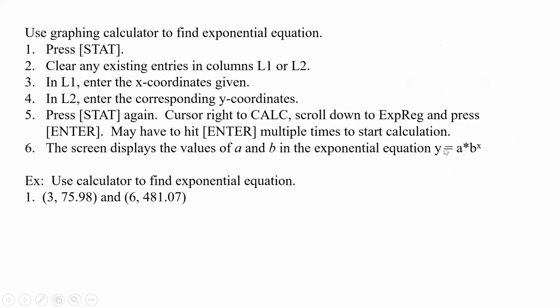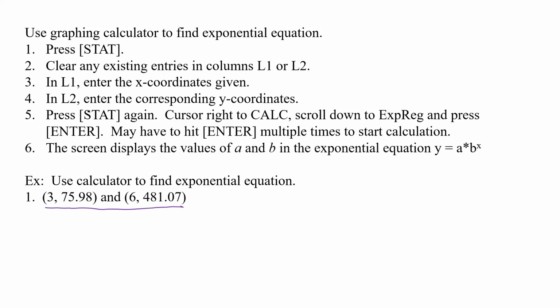Now, the nice thing we can do is use our calculators. With our calculator, with 2 points, these aren't such nice points here, if you notice, we can use functions in our calculator to actually solve this for us. I can read these out, but it's probably easier to just see when we actually type in our calculator. So we're going to press stat. We're going to clear any existing entries in columns L1 and L2. In L1, we're going to put the x coordinates, so we'll put 3, then 6. In L2 we'll enter the y coordinates, so 75.98, 481.07.